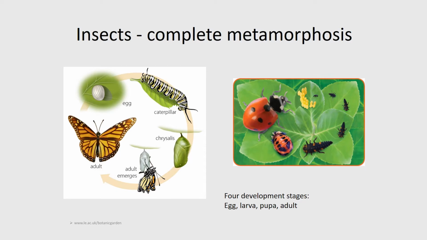The ladybird on the right also has 4 stages: adult, eggs, instars, which are the larva stage, and then the orange pupa. Instars are one of the development stages, but as they grow, they shed their outer skin several times, which is shown on the picture. Both these show complete metamorphosis.